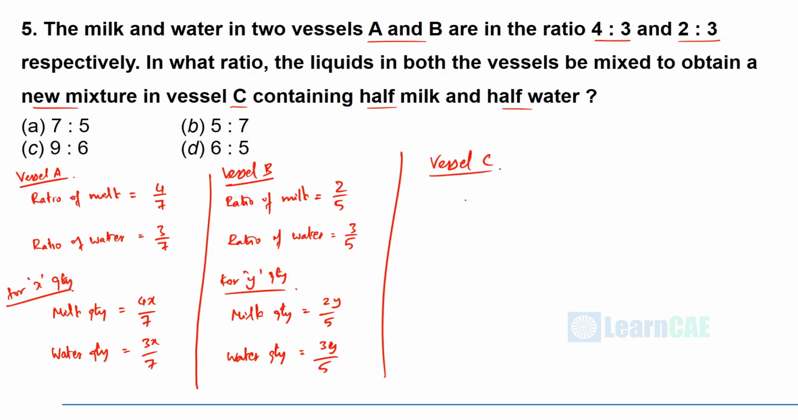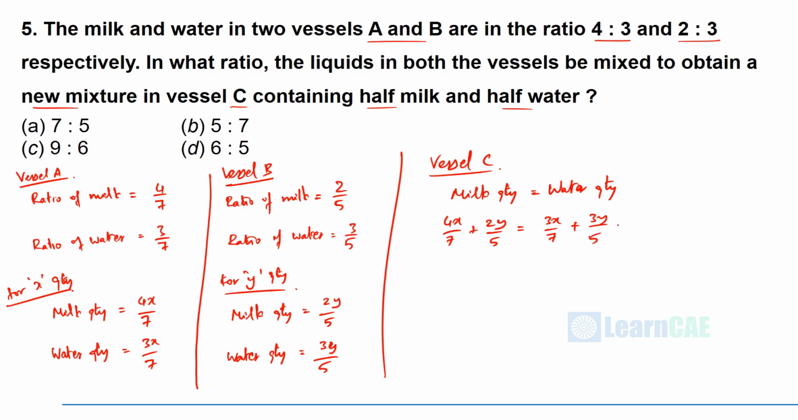Next we shall mix them together. Vessel C. Here the quantity of milk is equal to quantity of water. That is, milk quantity is equal to water quantity. Therefore, the net milk quantity will be equal to 4x by 7 plus 2y by 5, which is equal to 3x by 7 plus 3y by 5.